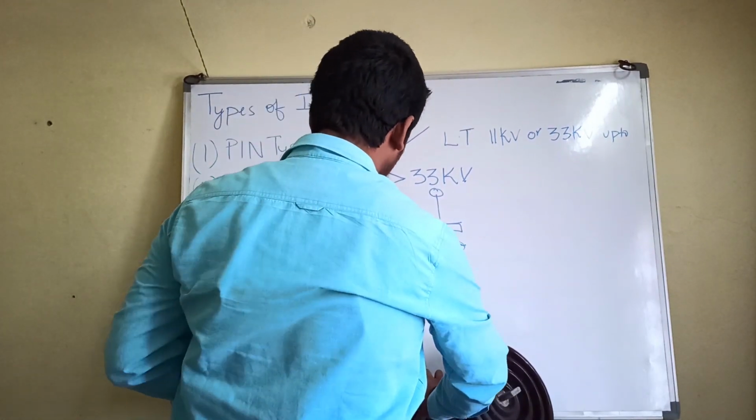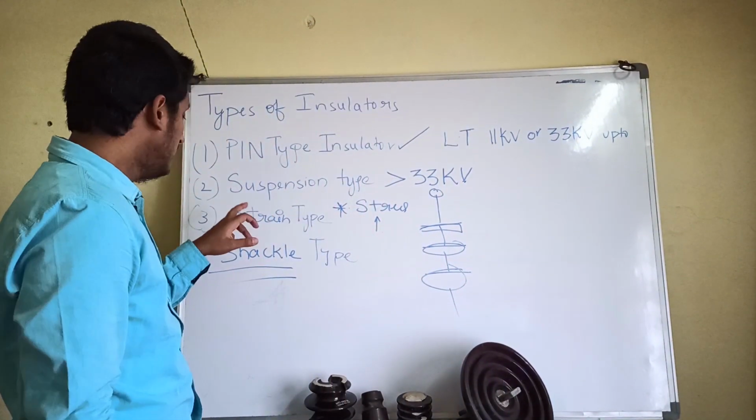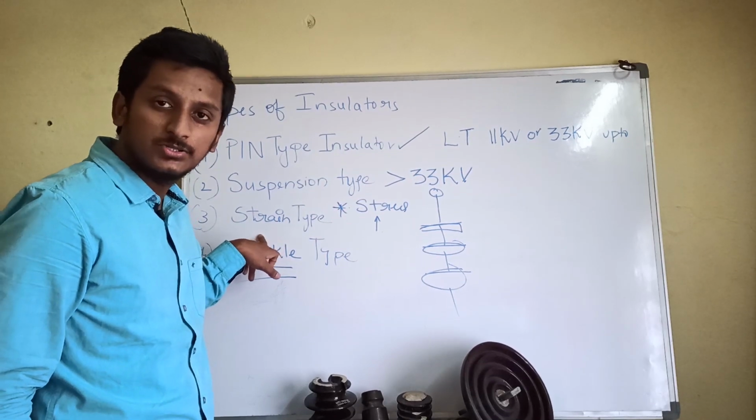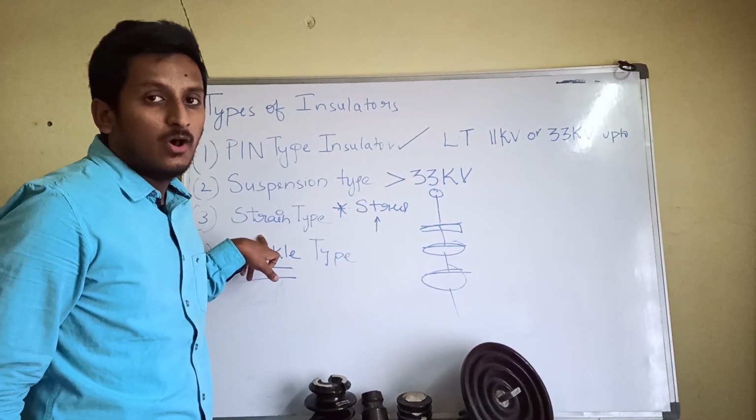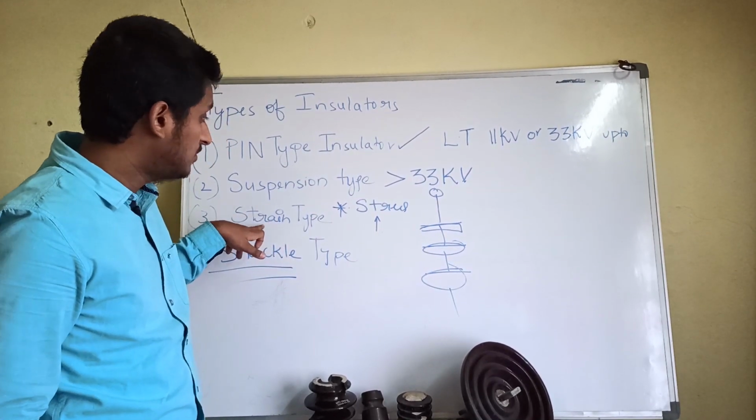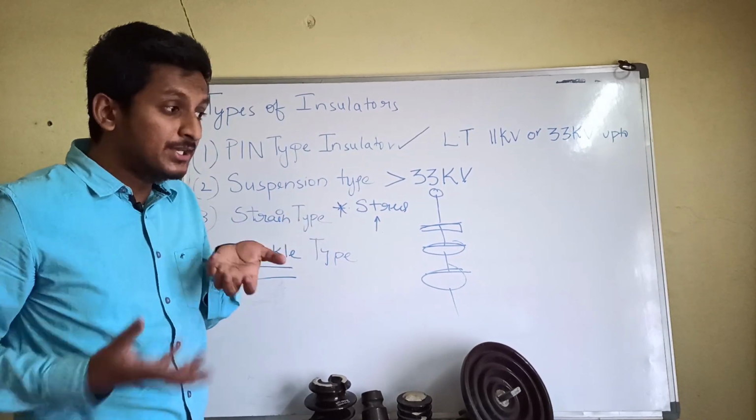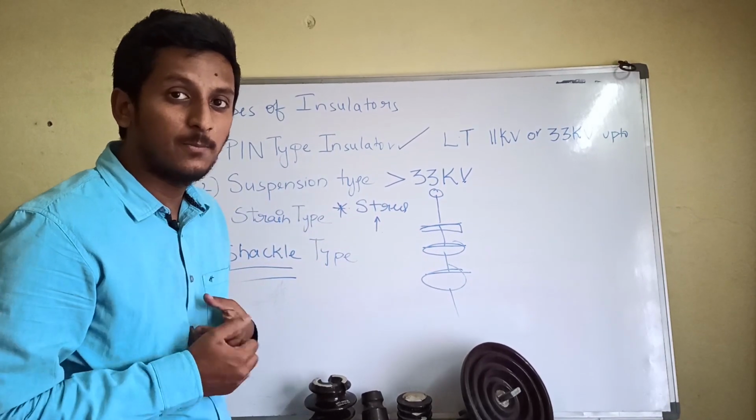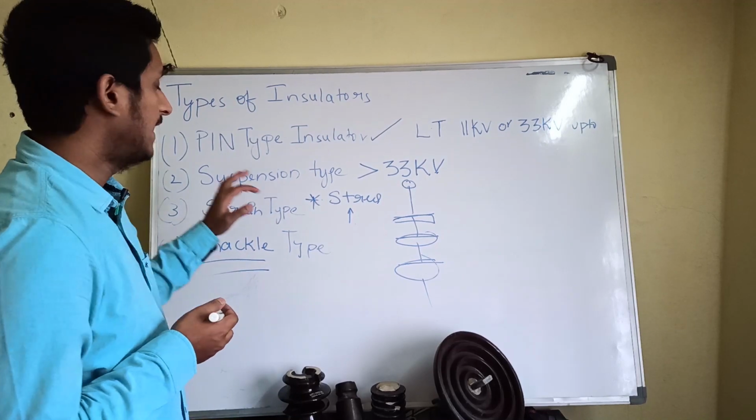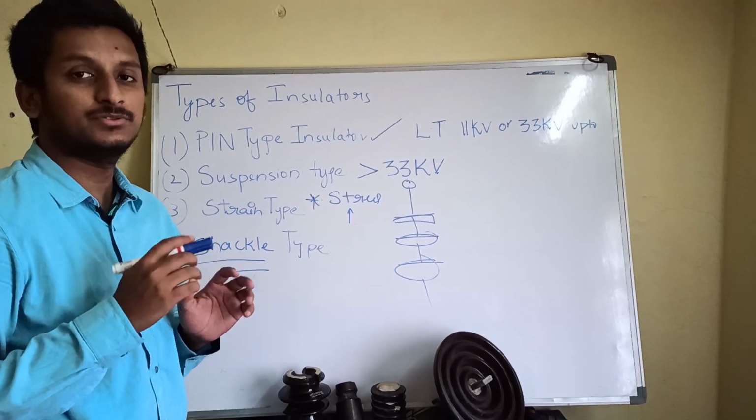Not only at the starting and ending points are shackle insulators used, even the strain type insulators are also used at the starting or ending terminals. Why? Because there is lots of stress and strain at the starting, ending as well as turning points. So finally, this entire insulator design part is over.